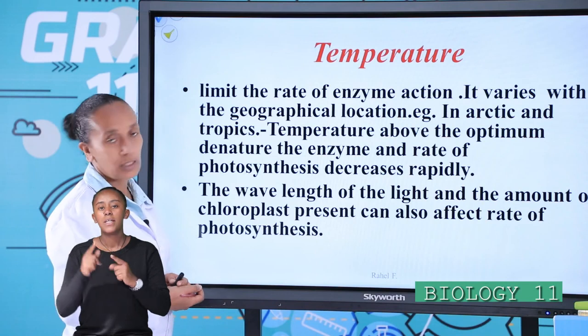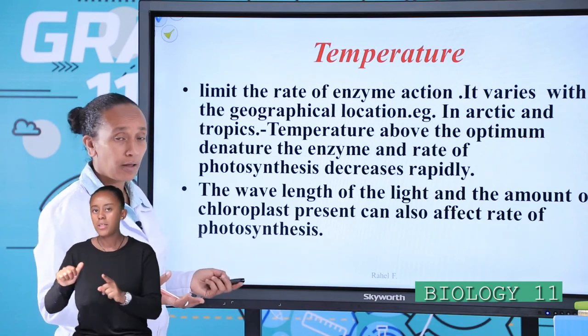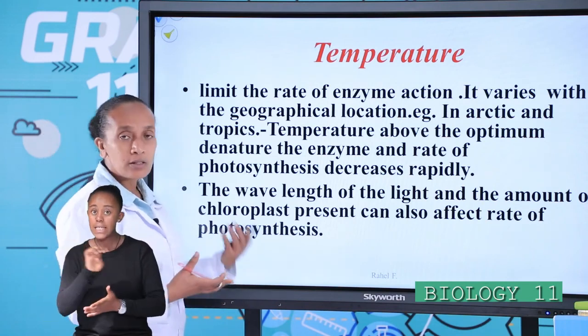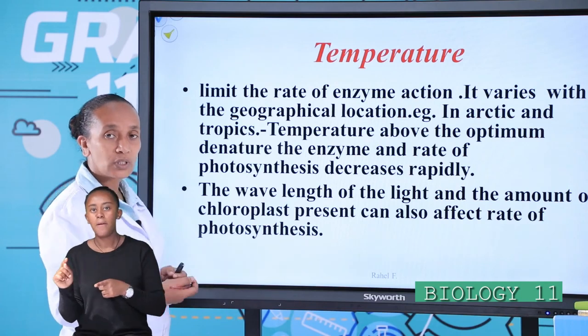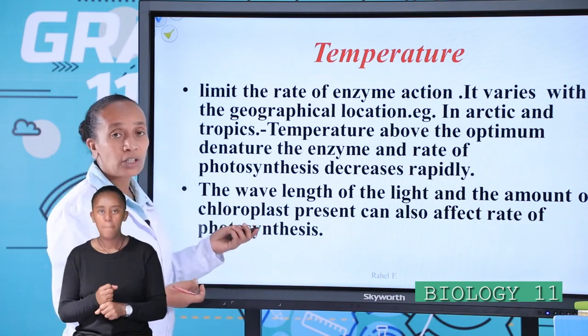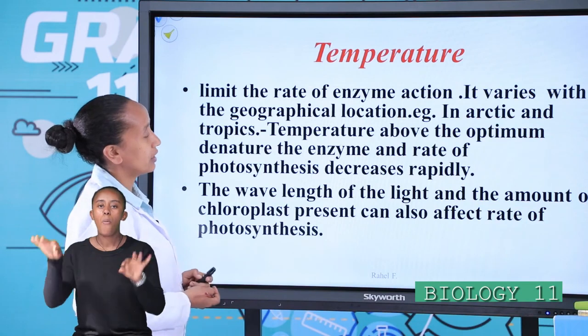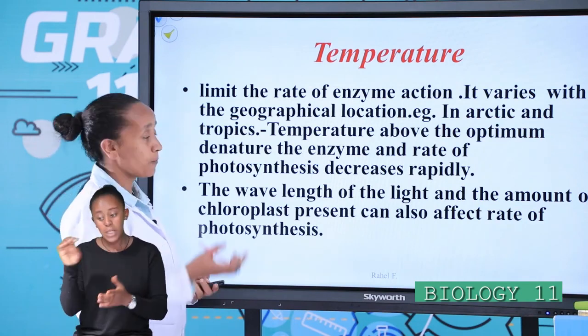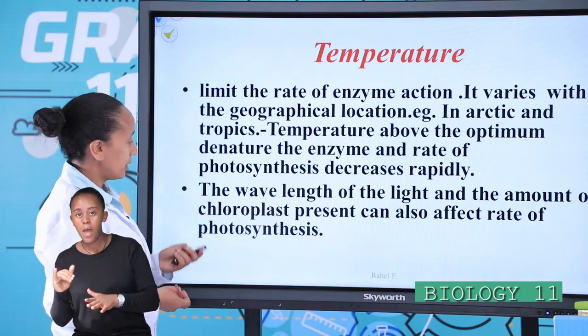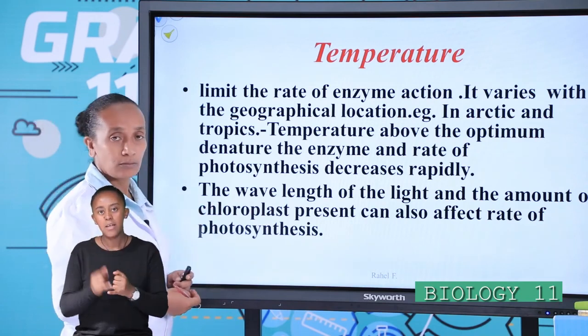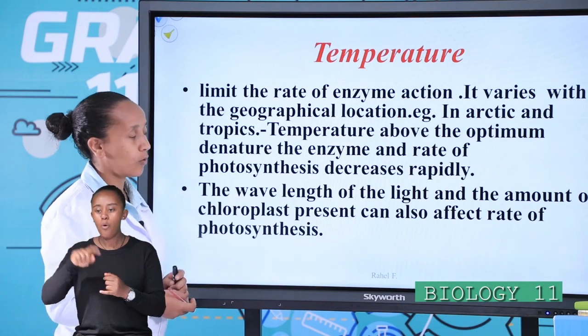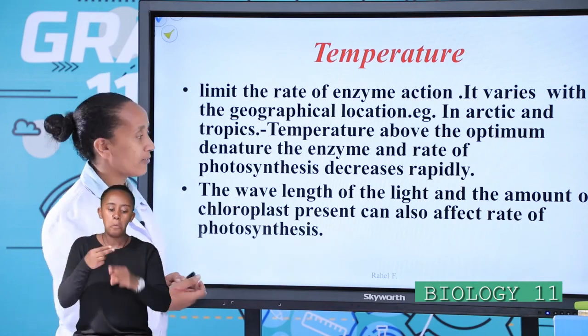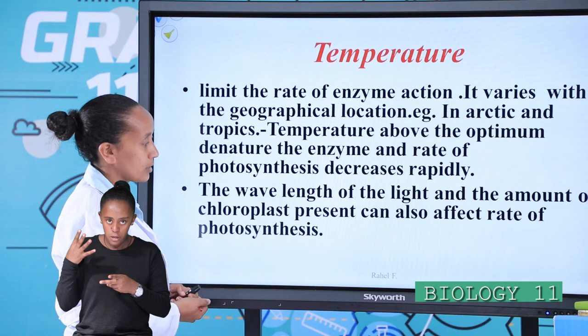And the third one is temperature. As with any chemical reaction, enzymes control the process of photosynthesis, and temperature is also important in maintaining the reaction, because enzymes are affected by temperature. And the last factor is wavelength of the light that can affect the process of photosynthesis.